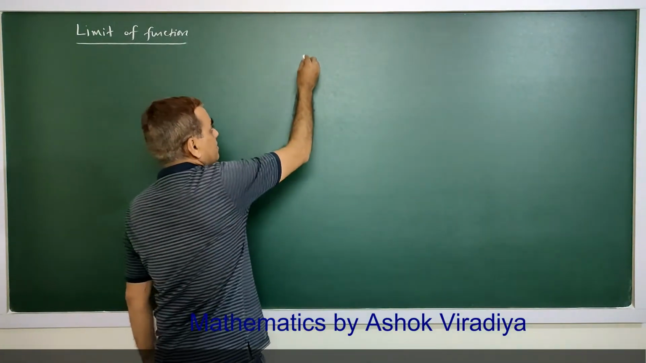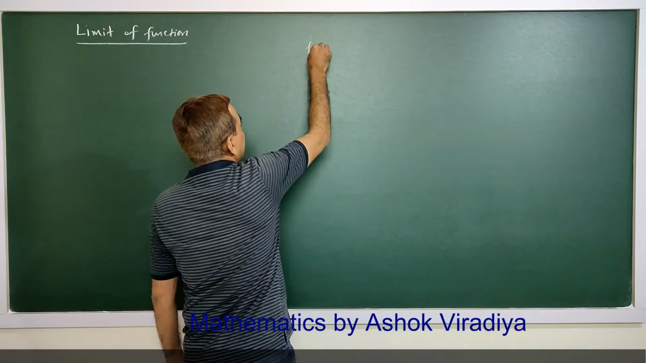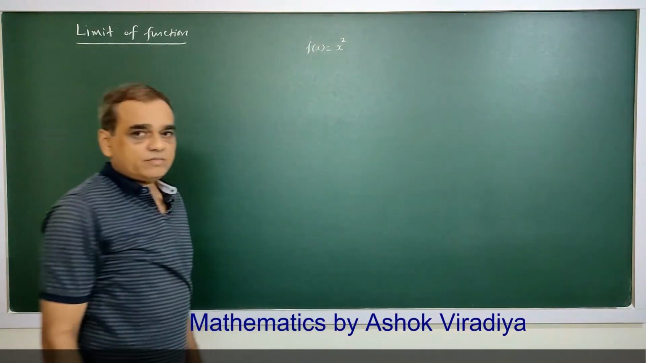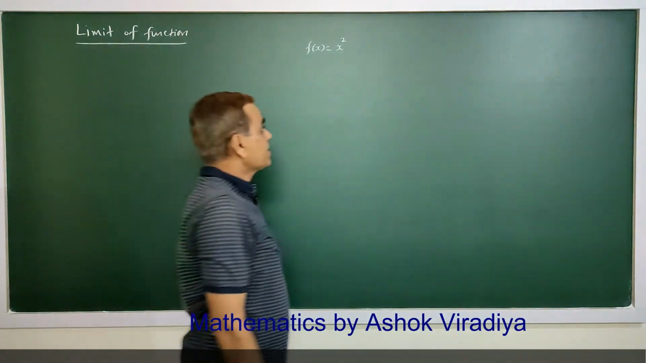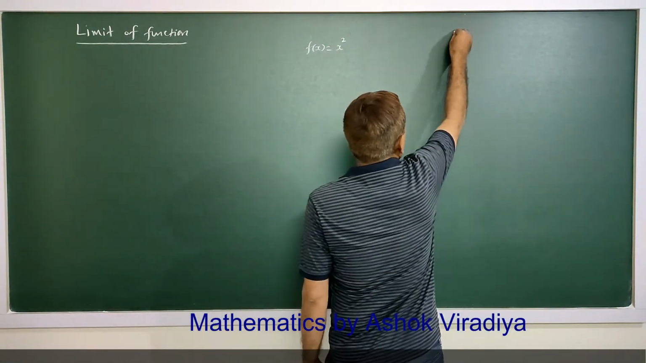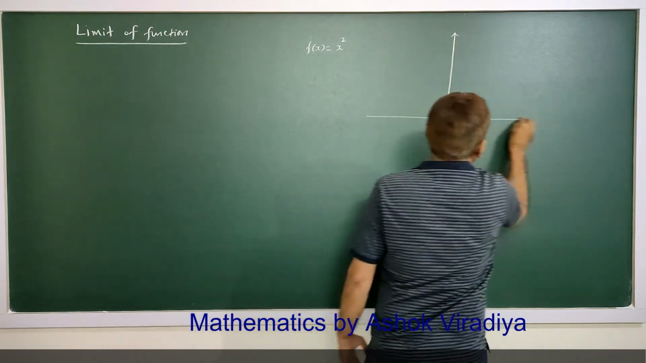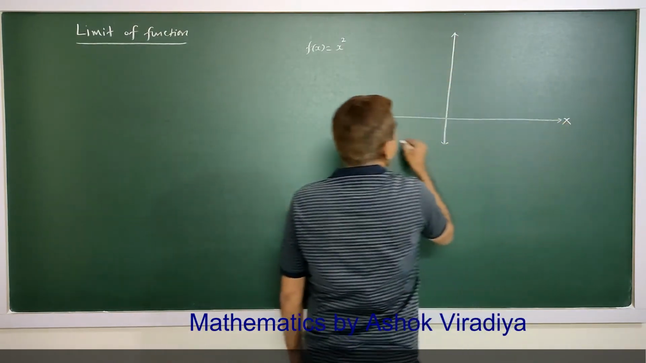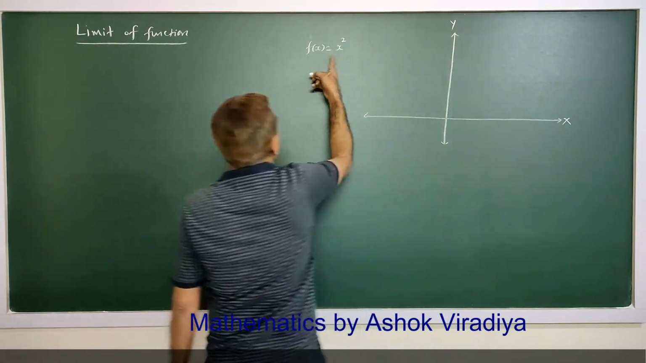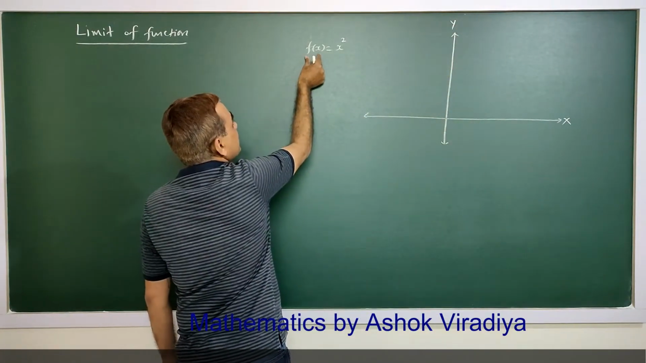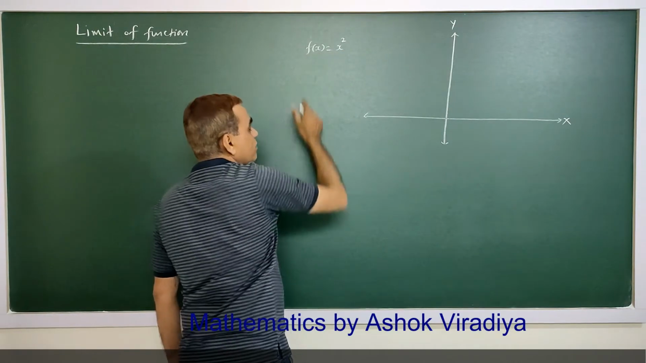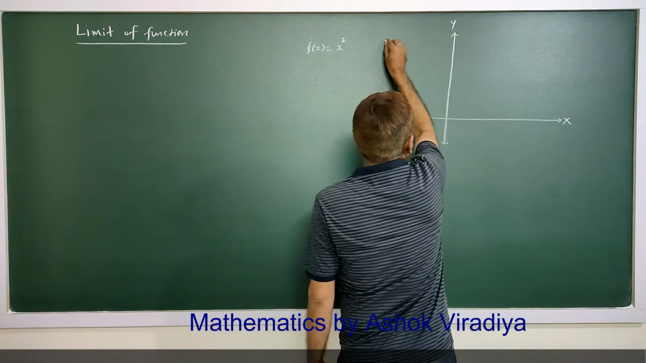Suppose that I am taking a function f(x) equal to x square. Its graph is, x-axis, y-axis. Say it is a parabola, y equal to x square. So something like this.